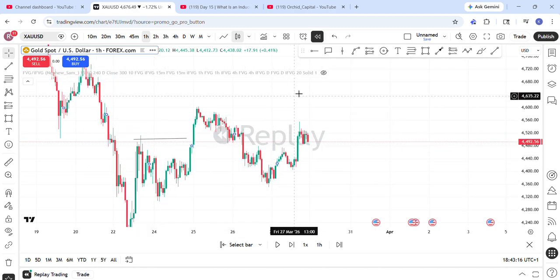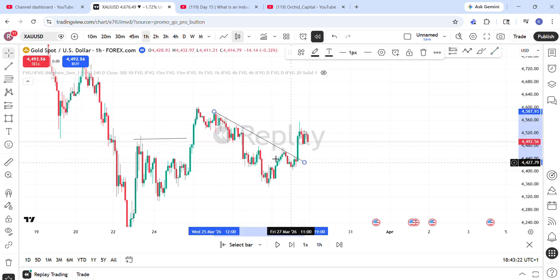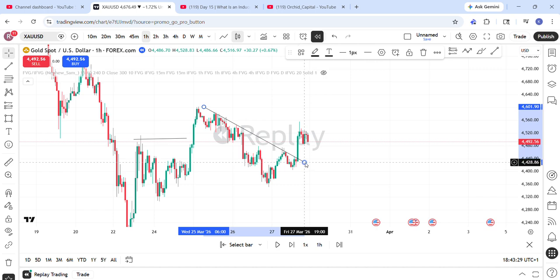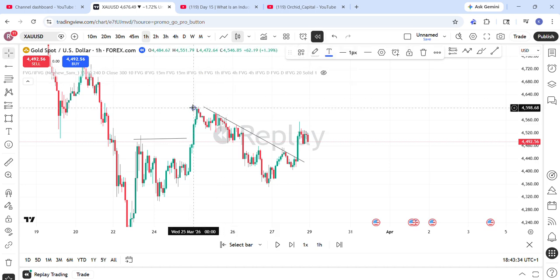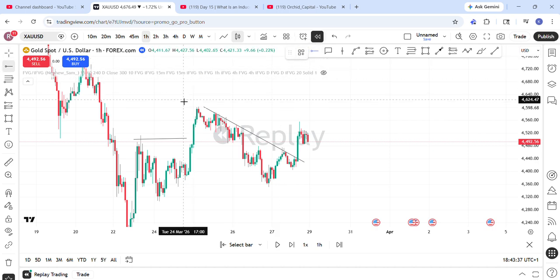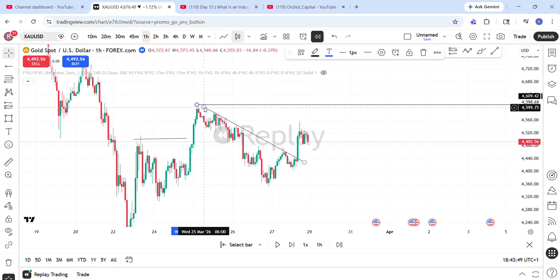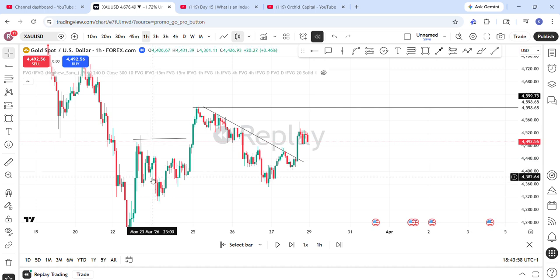Then second is that I have a trend line liquidity here. I expect price to take out this liquidity above here. If you have not watched the liquidity video, watch it and learn about the trend line liquidity. So I expect price to take out this liquidity here.